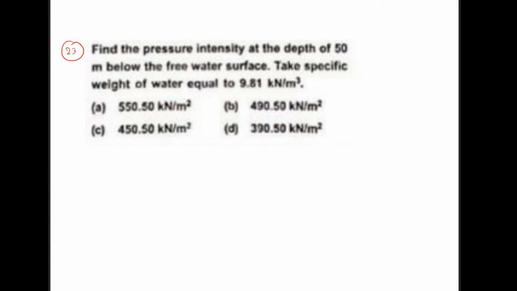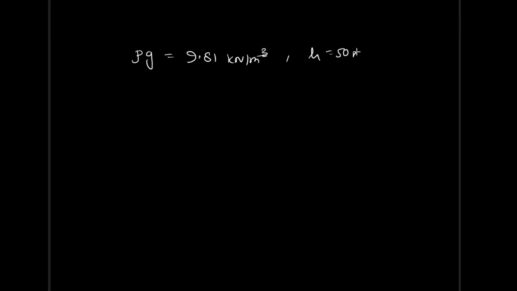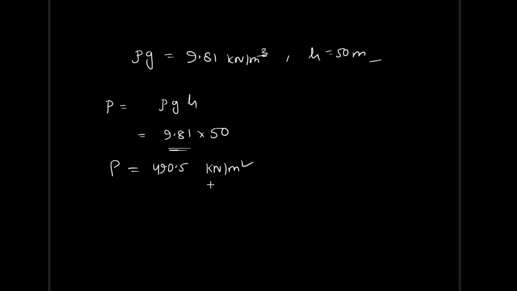And the depth is given as 50 meter. So the pressure intensity is rho into g into h. So this is 9.81 into 50. It will come out as 490.5. But be careful, the unit will be kilonewton per meter square, because we have already taken it in kilonewton per meter cube. So option B is the right answer, kilonewton per meter square.